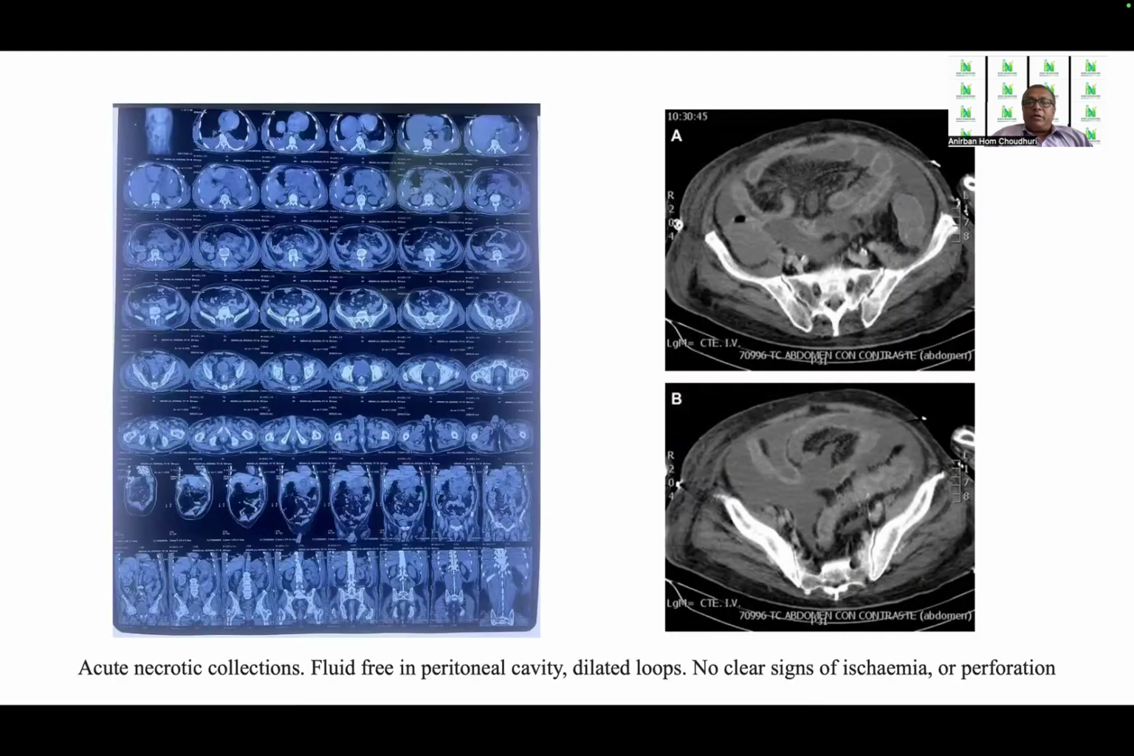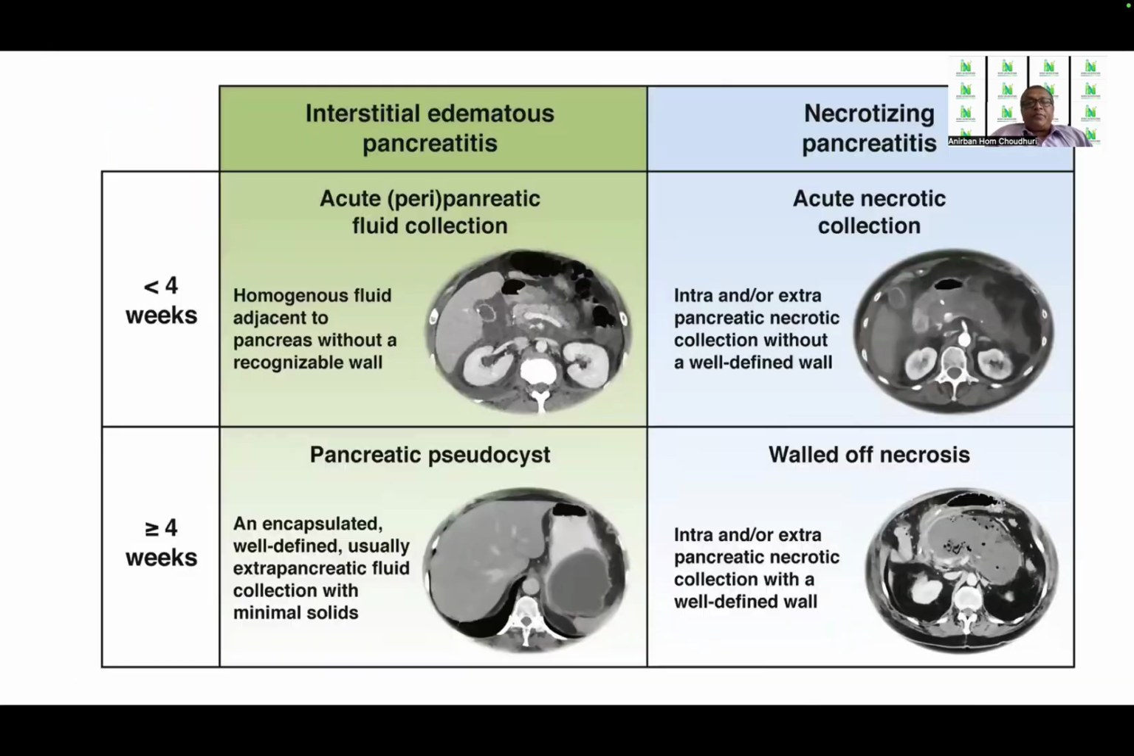And on CT abdomen, there are acute necrotic collections in the pancreas, along with free fluid in the peritoneal cavity, along with dilated loops. But there are no clear signs of ischemia or perforation. Now, this is when the diagnosis of acute necrotizing pancreatitis is arrived upon.